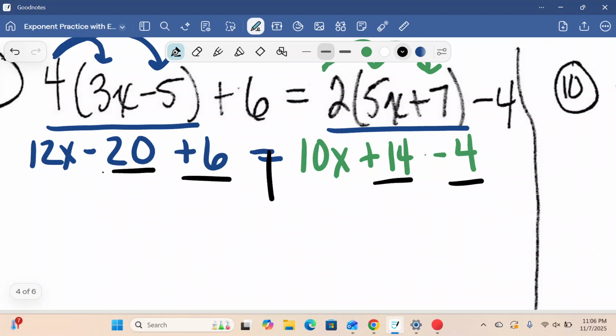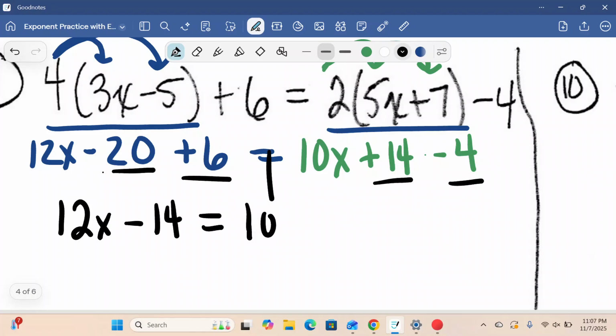So I would rewrite this equation with 12x and then a negative 20 plus 6 will give me a negative 14, which equals 2. I have a 10x and then I'm going to bring that down. I brought my equal sign down. And then I have a positive 14 and a negative 4. A positive 14 and a negative 4 gives me a positive 10. Don't believe me? Then go ahead and put it on decimals.